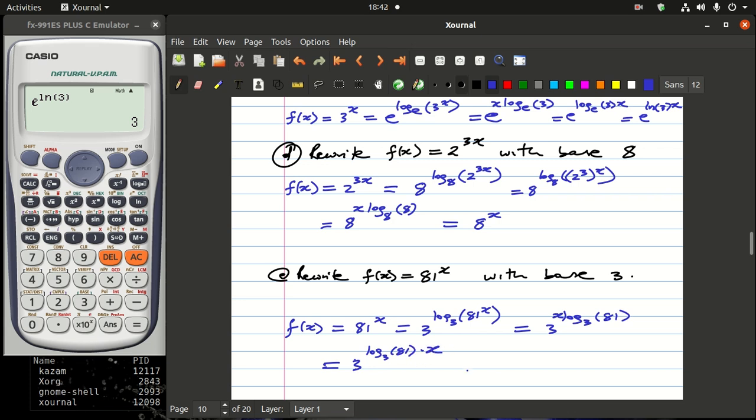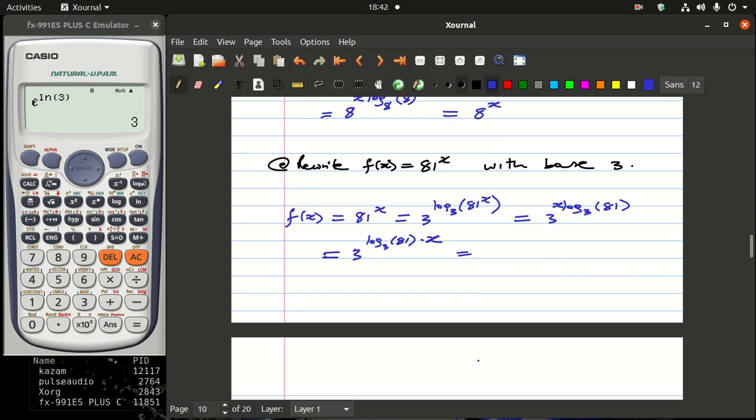But if you look into this 81, you'll find out that we can actually work it out. We're going to have 3 to the log base 3, and then 81 is the same as 3 times 3 is 9. 9 times 3 is 27. 27 times 3, you end up having 81. So we have 3 to the power 4, and then times x. And whenever you have an exponent inside the log, I can always bring it up front. So we'll end up having 3 raised to 4 log base 3 of 3 times an x.